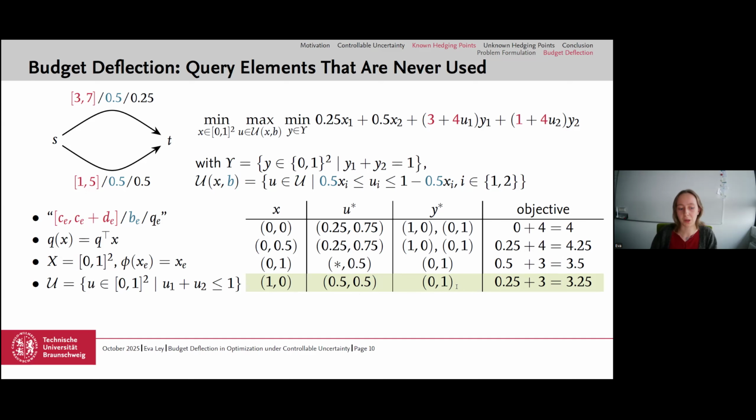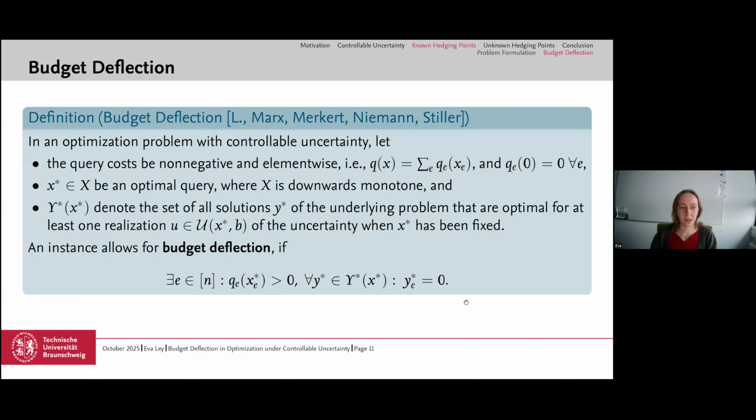So this is what we call budget deflection. More formally, we have the following definition.